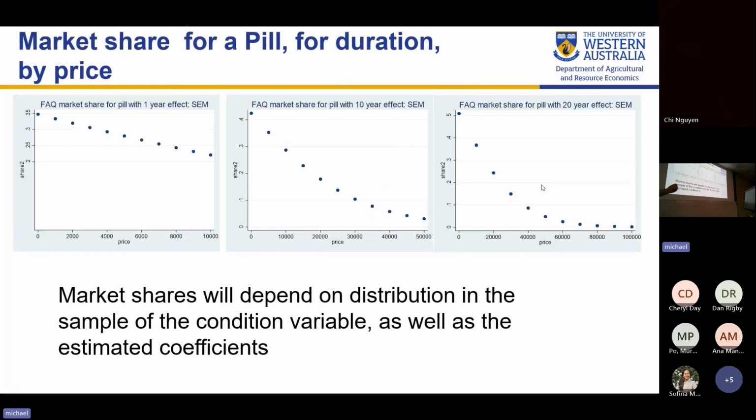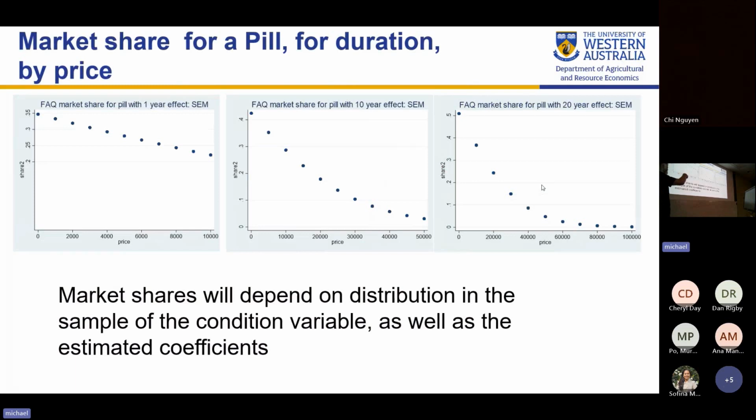And now we're varying the prices, and we're seeing what proportion of people we can get in depending upon what their condition is. And what you can see is that even at a very low, effectively zero price, for 1 year's relief, we'd only get 35% of the market coming in.